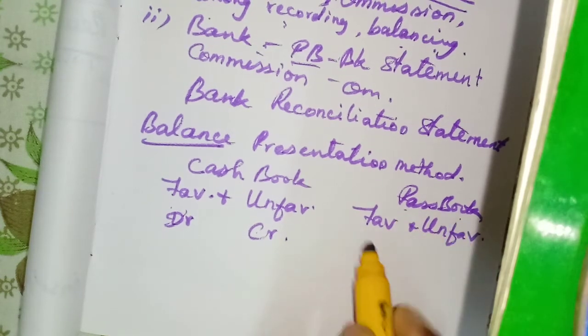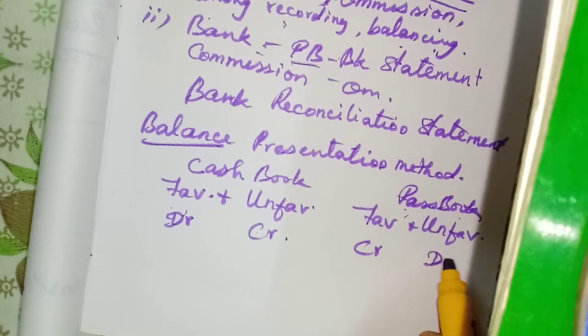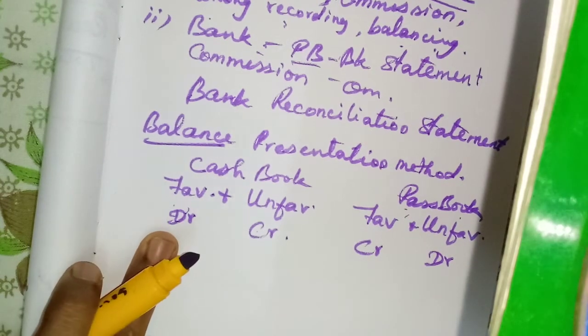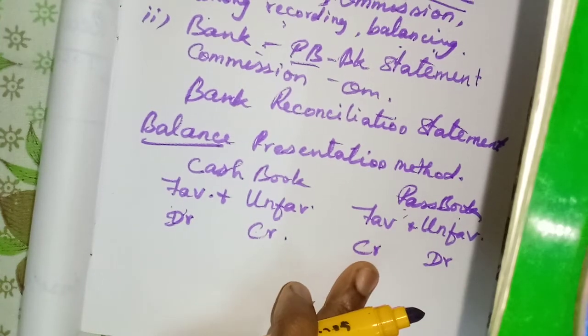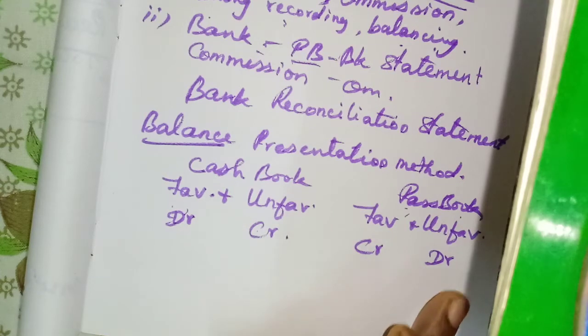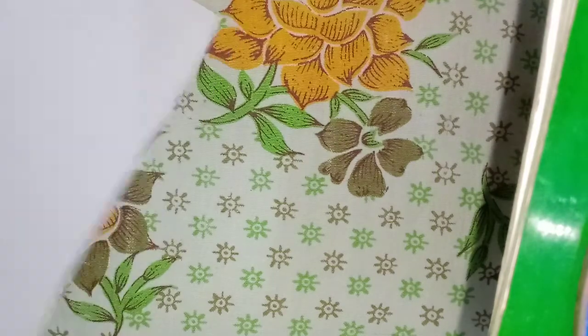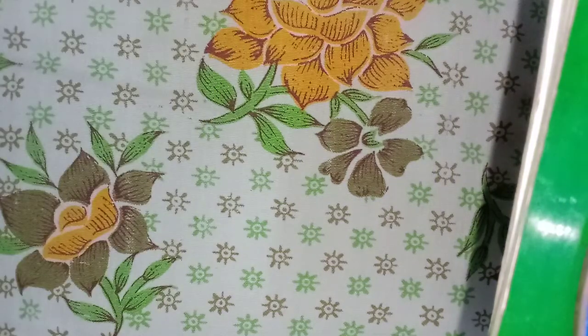In the passbook, what is the favorable balance? That is credit balance. Unfavorable means debit balance. Cash book favorable is debit, passbook favorable is credit. Cash book unfavorable is credit balance, passbook unfavorable is debit balance. Usually they will ask us to do problems starting from the first one, cash book debit balance.